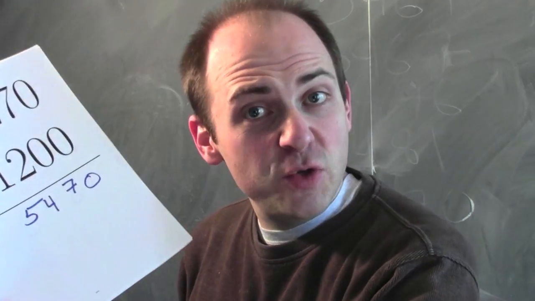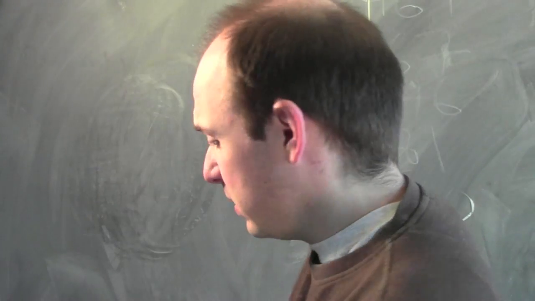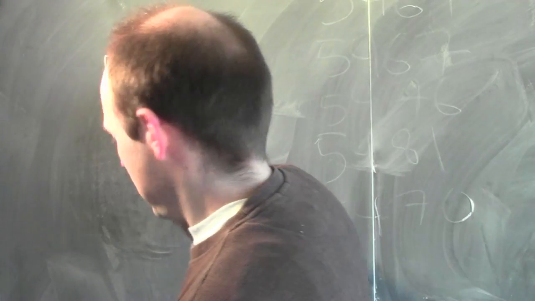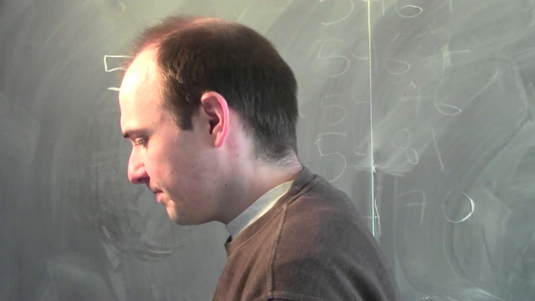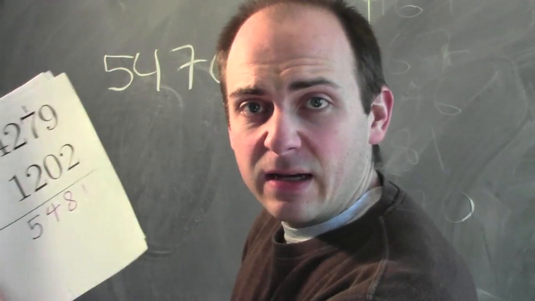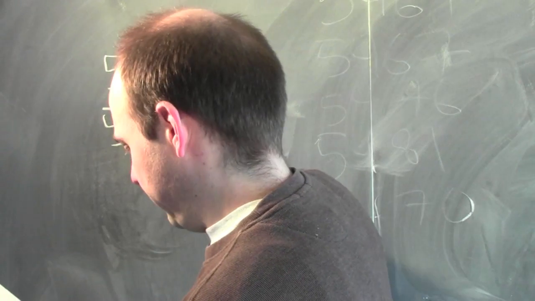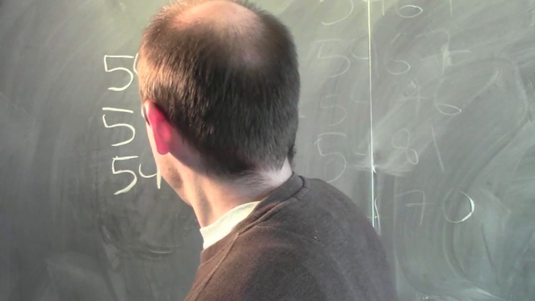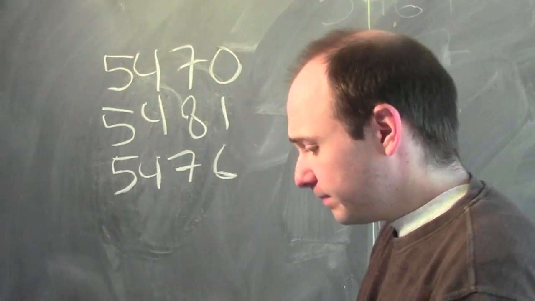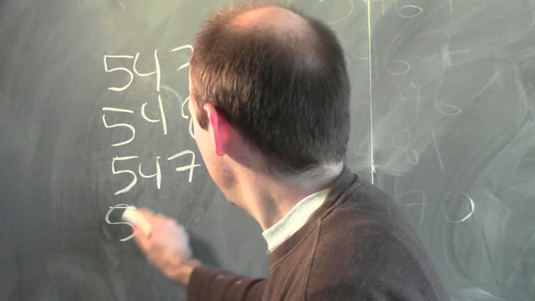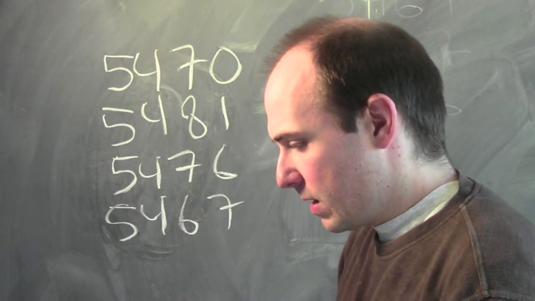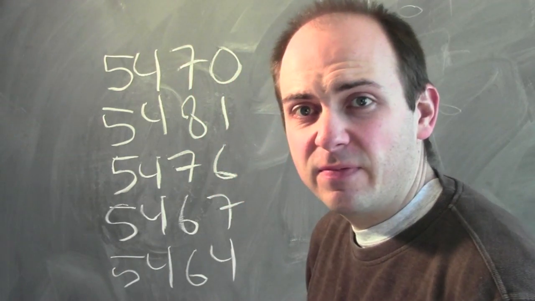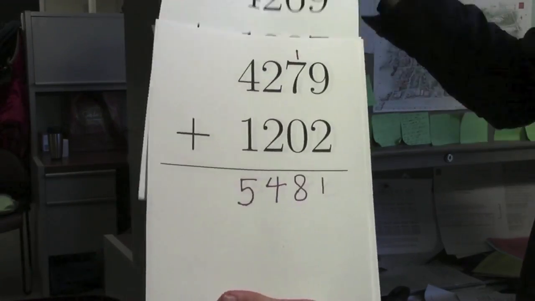All right, people have finished doing their arithmetic problems. Let's record their answers. So here, 4270 plus 1200 was 5470. 4279 plus 1202 was 5481. The next one is 5476. I've got 5467, and the last one was 5464. What do all these numbers have in common?